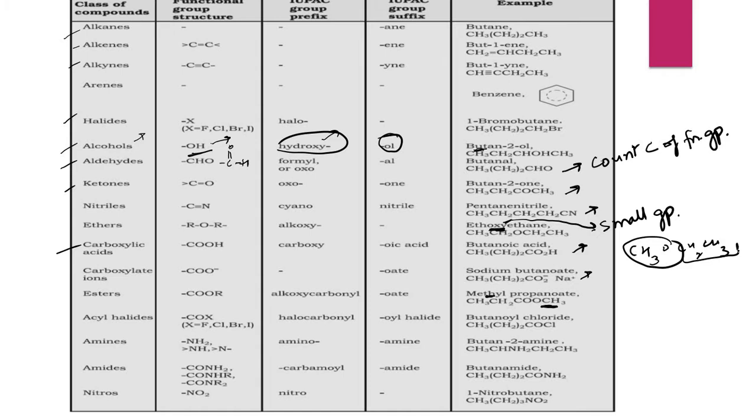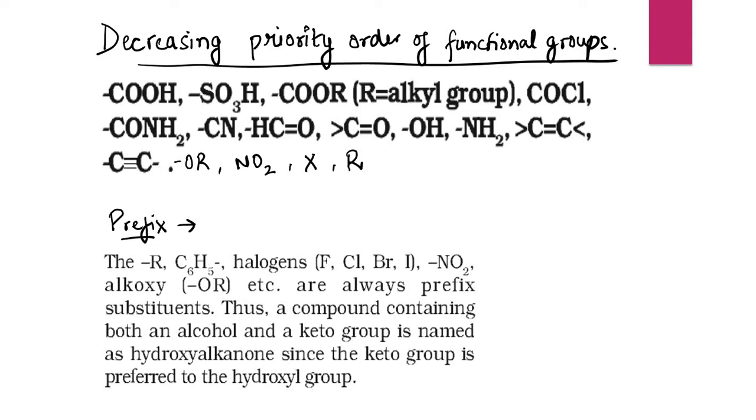For esters, this methyl group, the one which is not joined to C, comes from alcohol. So we call it methyl, and then 3 carbons, so propanoate. So this table is important. You need to learn it thoroughly. Once you're done, then try to learn this priority order. This is the decreasing order of priority. Why? Because when we name it, to decide the principal functional group, we use it. And we give the lowest number to the functional group which comes first in the priority order.